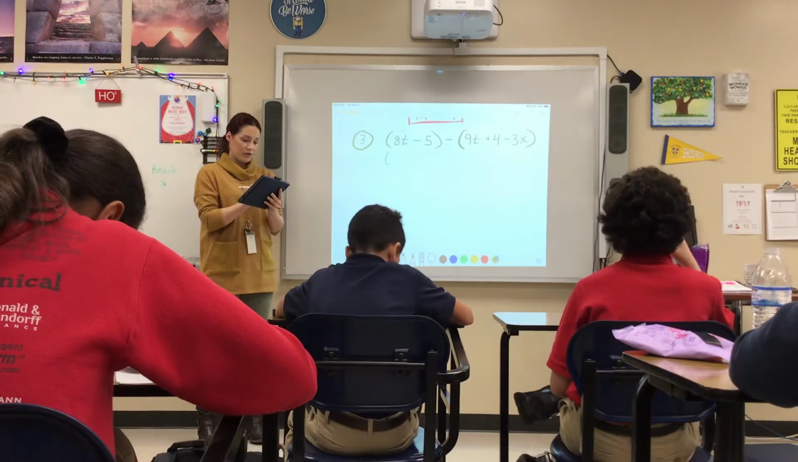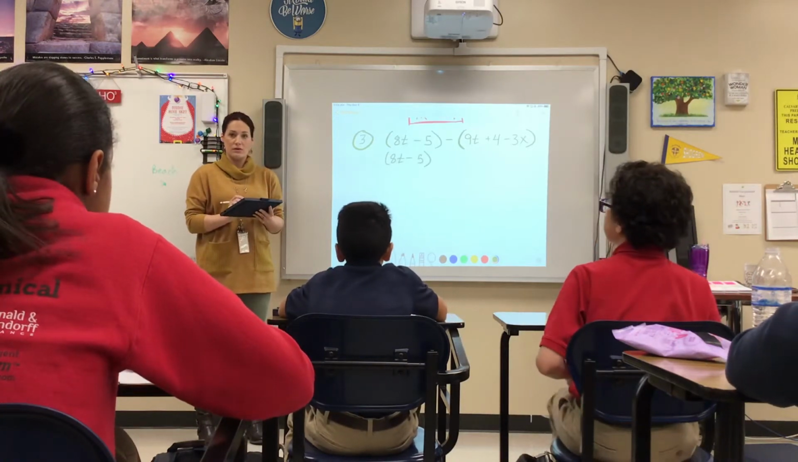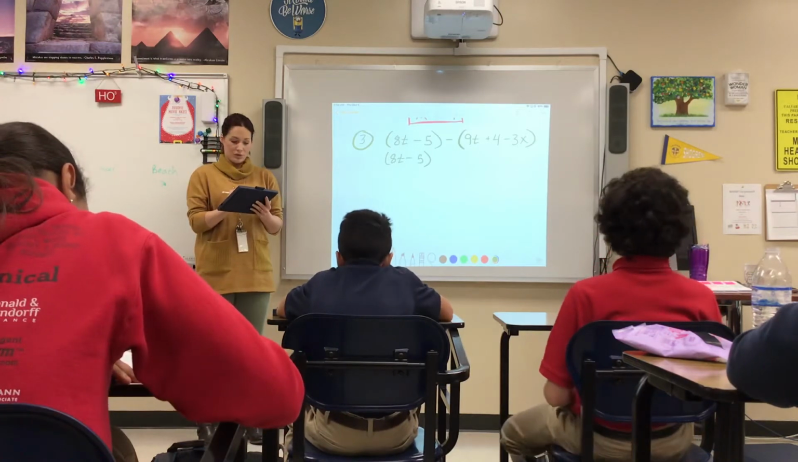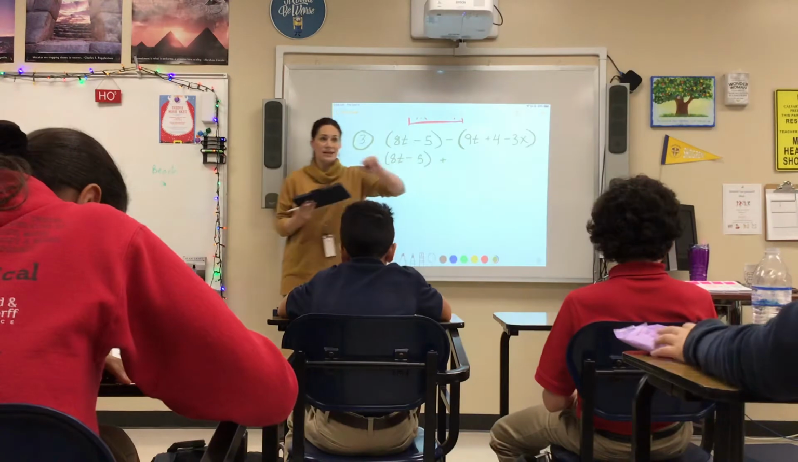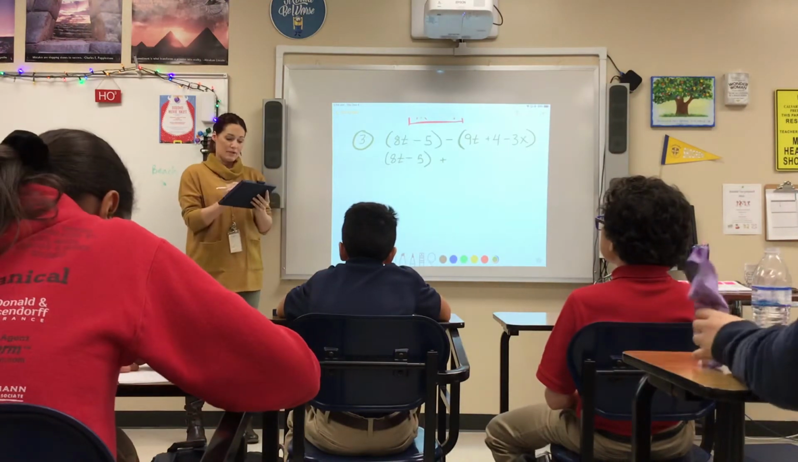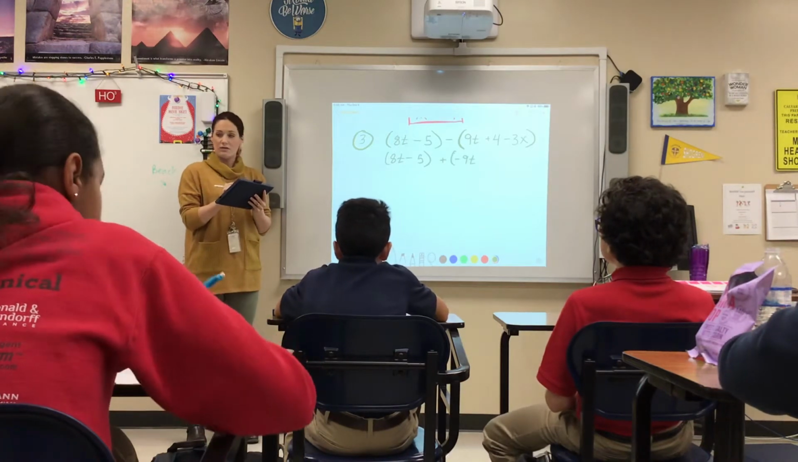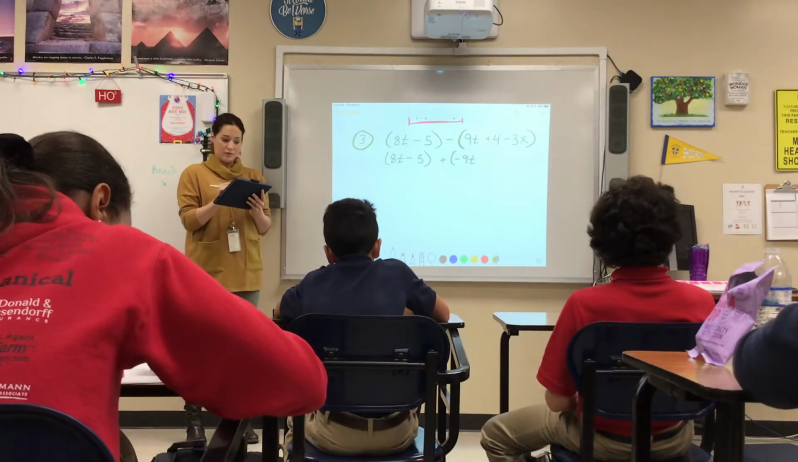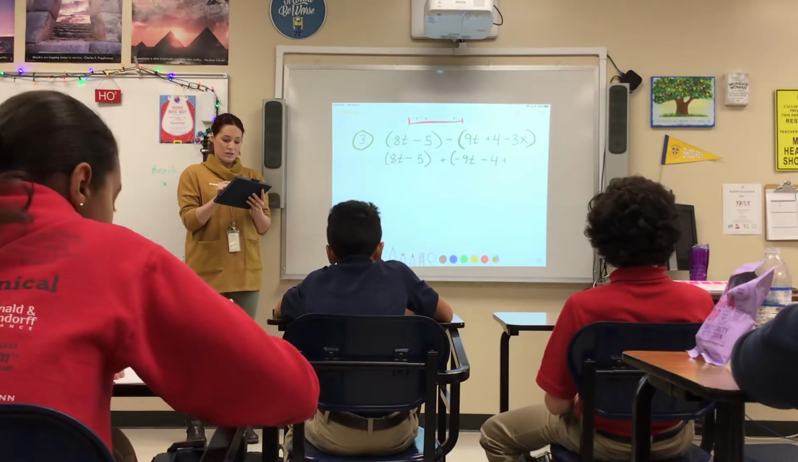We're gonna keep the first set of parentheses just as is. And then we are going to add, and we're gonna do the opposite of everything in the second set of parentheses. We're gonna add the opposite of everything. So the opposite of 9t is negative 9t. Instead of plus 4, we have minus 4. And instead of minus 3x, we have plus 3x.